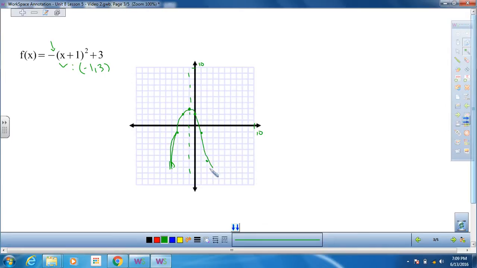Sorry about that drawing. Okay, so then this is the change from the parent function. We're reflected, so we open down, and we shifted left 1, up 3.